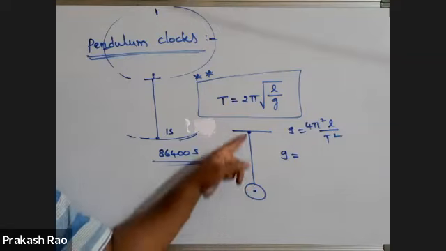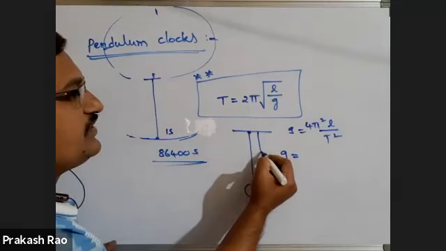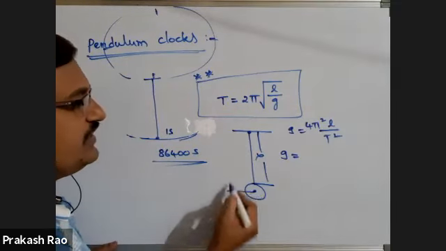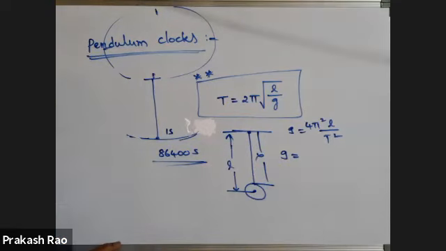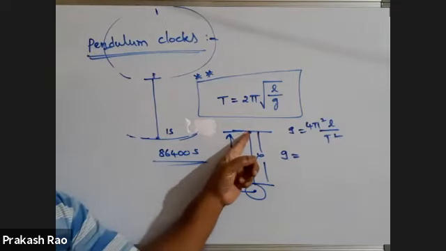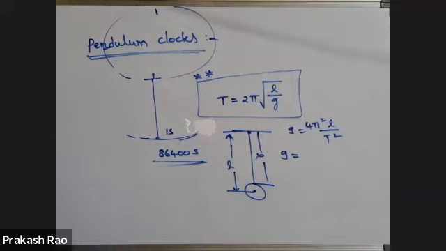This is called the length of the pendulum. This is not the length of the pendulum. This is not the length of the pendulum. This is the length of the pendulum. The length of the pendulum is nothing but the separation distance between the point of suspension and the center of mass of the bob. This is the length of the pendulum.